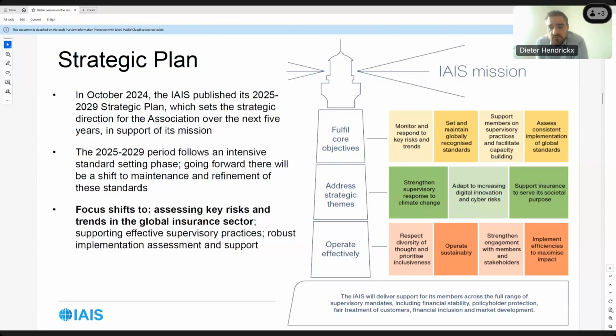So we know there may be a shift a little bit away from global standard setting towards this monitoring, towards supporting effective supervisory practices, and towards implementation assessment of the standards that over recent years have been updated and completed, amongst others, with, as many of you know, the ICS. So within this first core objective of monitoring and responding to key risks and trends, our global monitoring exercise fulfills a very critical role, and I think we can go to the next slide for that.